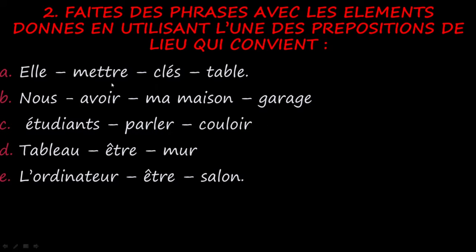Elle met. You conjugate the verb mettre according to elle: met. Elle met des clés. We use an article here because clé is there. We need a determinant, right? And a determinant should be placed before a noun. So elle met des clés or les clés, both are fine. Les clés, la table. Table should have a determinant again, so we say la table. So sur la table, you can write sur.